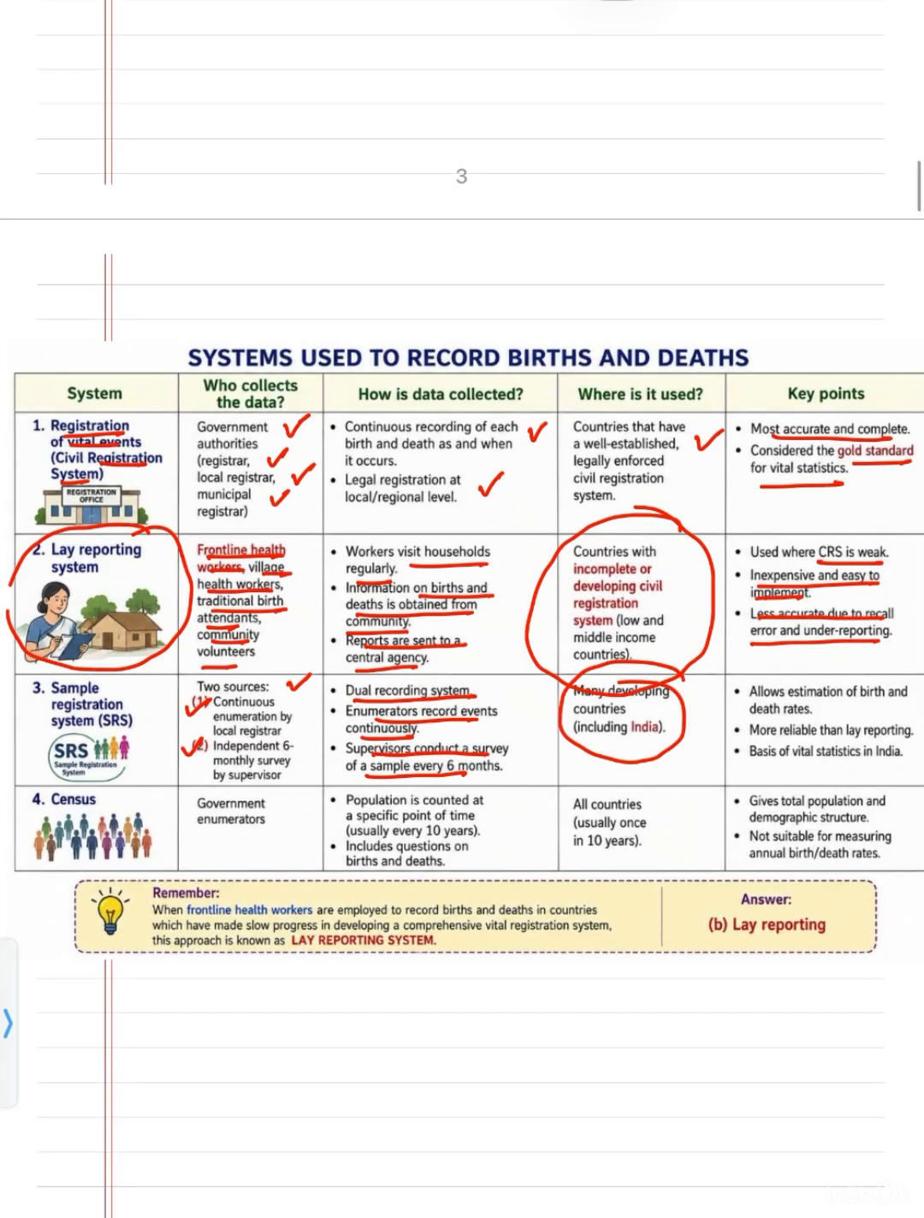It is used in many developing countries including India. So it allows estimation of birth and death rates. It is more reliable than lay reporting. It is the basis of the vital statistics in India.